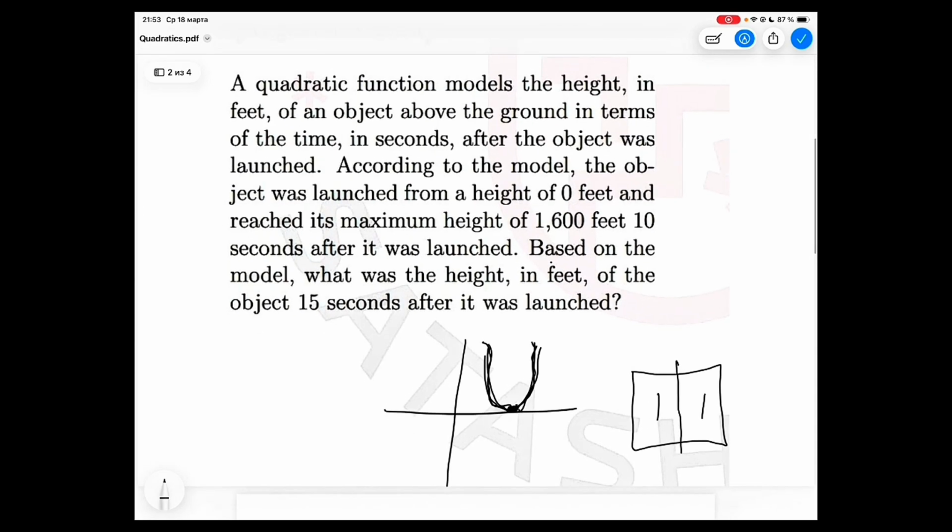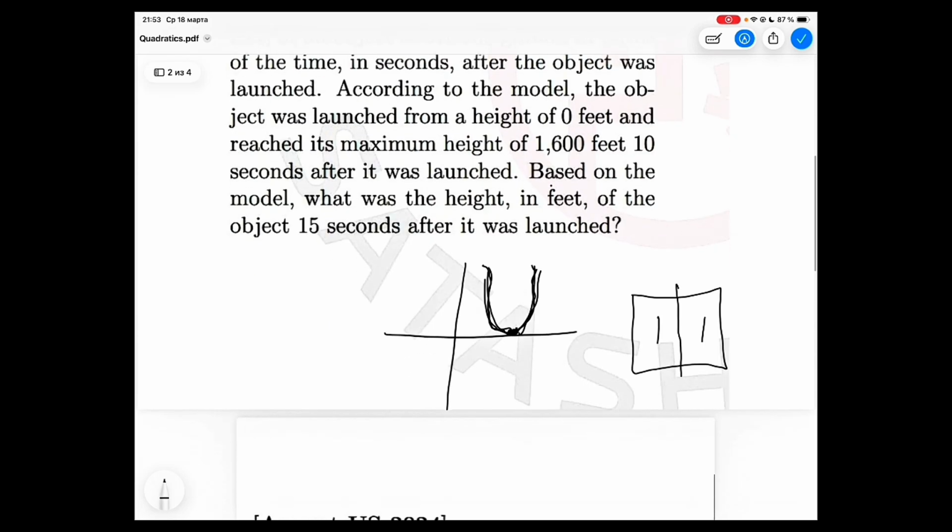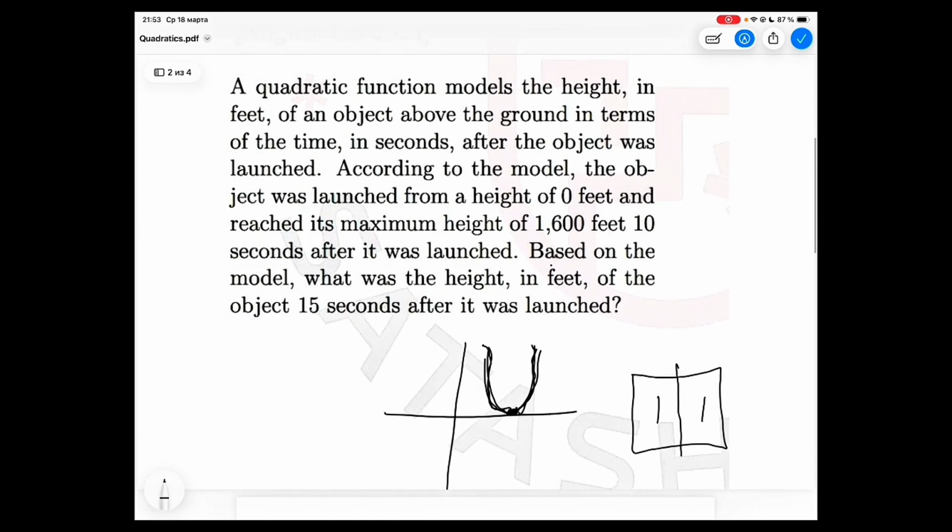Let's read the question very quickly. A quadratic function models the height in feet of an object above the ground in terms of the time in seconds after the object was launched. According to the model, the object was launched from a height of 0 feet and reached its maximum height of 1,600 feet 10 seconds after it was launched. Based on the model, what was the height in feet of the object 15 seconds after it was launched? I hope you read the question.